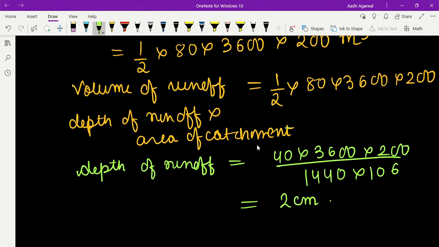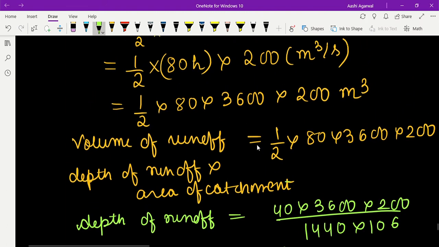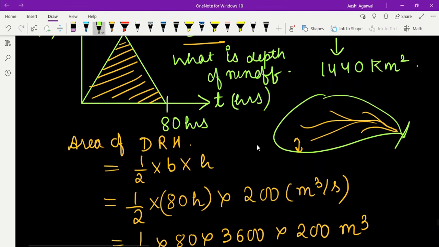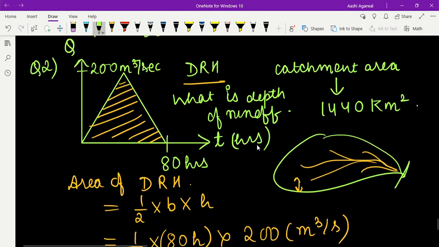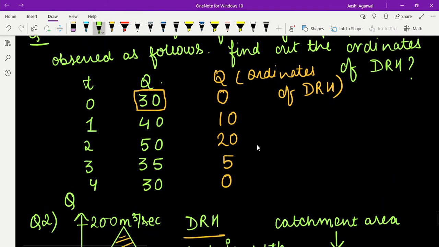So based on these two concepts, that the area under the hydrograph gives you the volume of runoff, and that if you know a figure whose area you can calculate, then it is very easy. Now instead of a triangle, it may be a trapezoid. In that case also you know the area of a trapezoid, half into the sum of parallel sides into the height, the distance between the parallel sides. So in that case also you can easily solve.